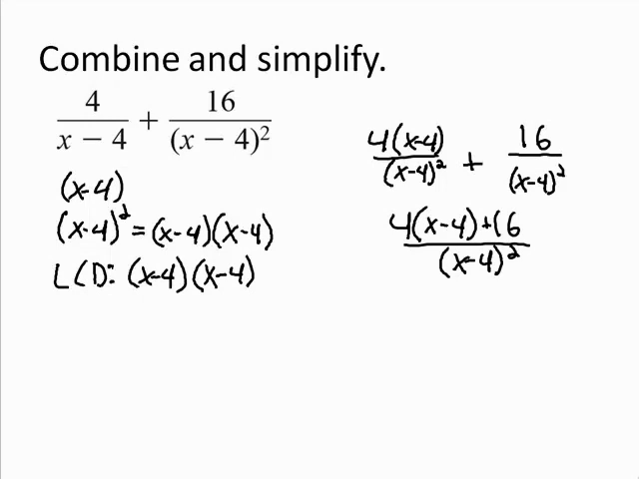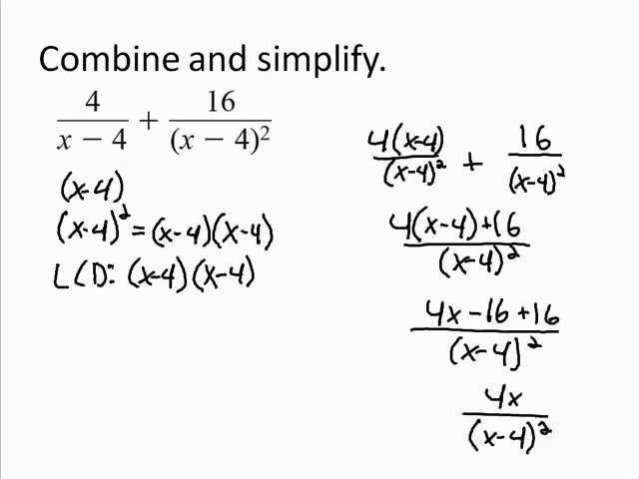Distribute the 4 to the x minus 4. 4x minus 16 plus 16 divided by the quantity x minus 4 squared. The positive 16 and negative 16 cancel out. The simplified solution is 4x divided by the quantity x minus 4 squared.